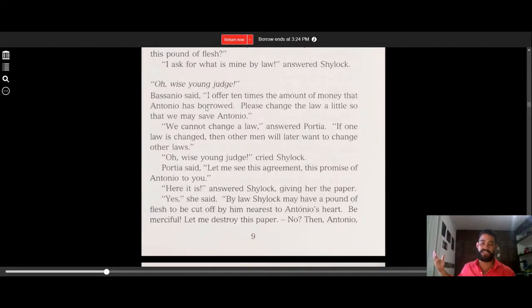"O wise young judge," Bassanio said, "I offer 10 times the amount of money that Antonio has borrowed. Please change the law a little so that we may save Antonio." "We cannot change a law," answered Portia. "If one law is changed, then other men will later want to change other laws." "Oh, wise young judge," cried Shylock. Portia said, "Let me see this arrangement, this promise of Antonio to you." "Here it is."